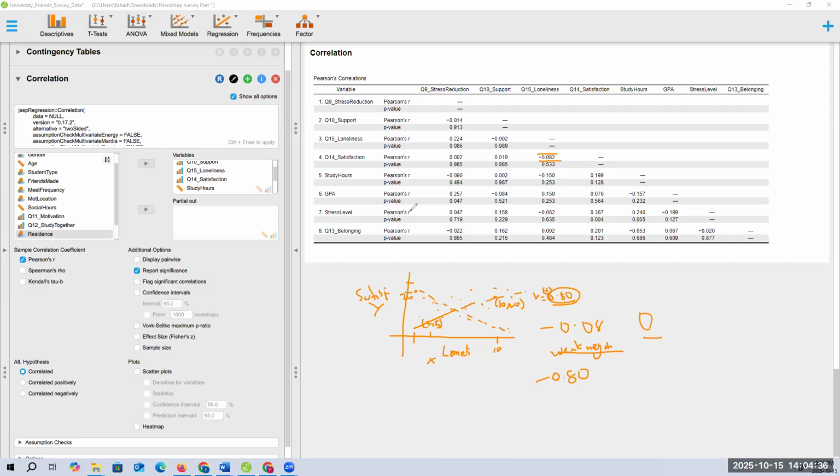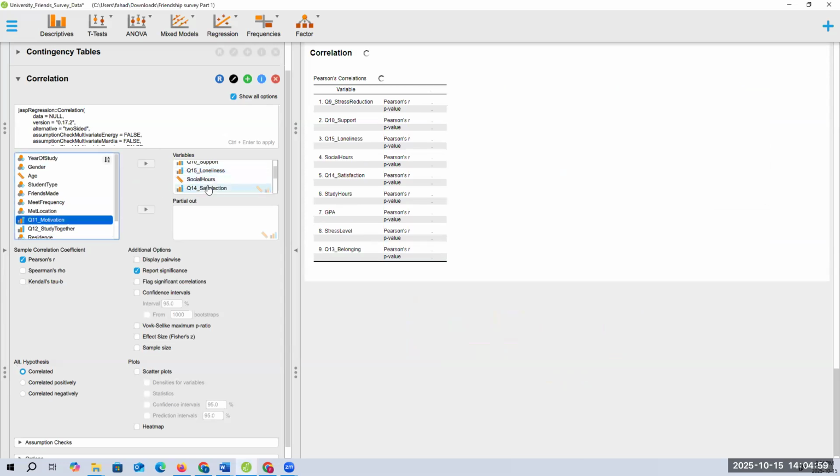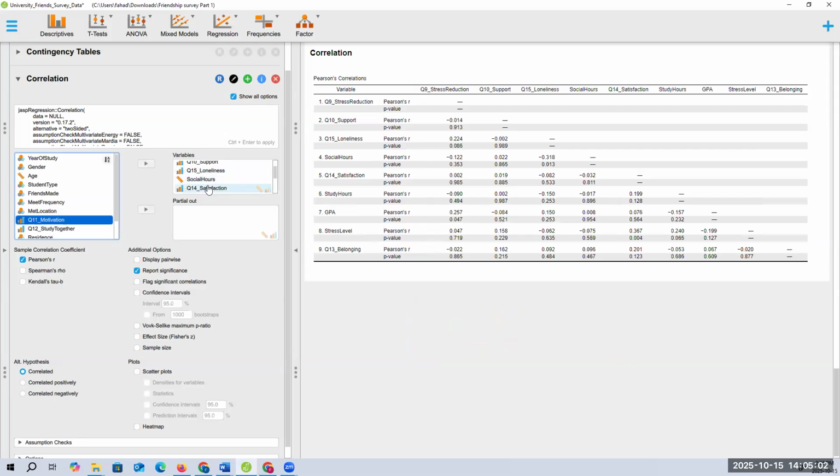But let's see, if we have a one between social hours and friendship satisfaction. Oh, did I move that in? I don't think I moved that in. So social hours and, let's see, friendship satisfaction. Did I put friendship? Oh, so satisfaction was referring to friendship satisfaction, right? Social hours, that's p-value 0.81.